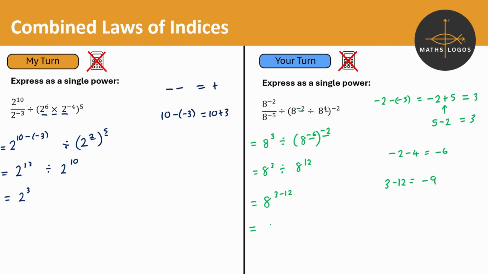So my final answer is 8 to the power of negative 9. Just a reminder, you'll have seen this if you're following along in our lesson booklets. We can write 8 to the power of negative 9 as 1 over 8 to the power of positive 9.